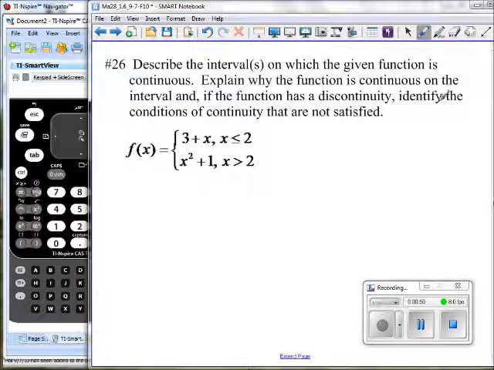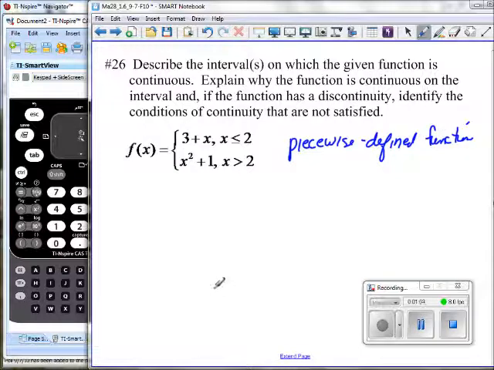Now, this is what we call a piecewise defined function. Why would we call it a piecewise defined function? Because it has 2 parts to it. Because the function is defined in pieces. The name tells it all. How many pieces? Two of them. Okay, two pieces.